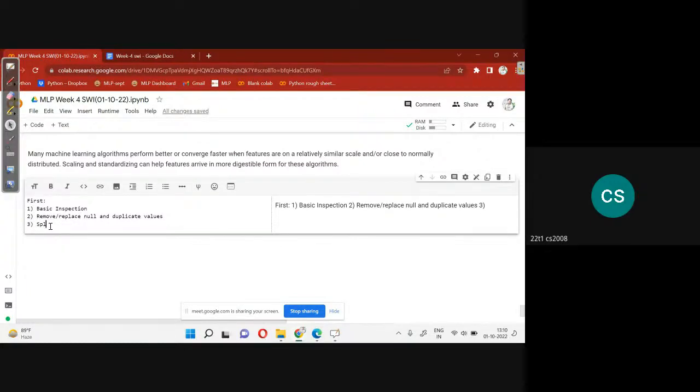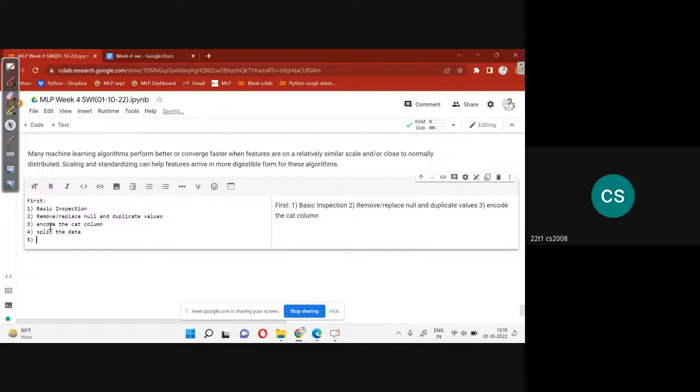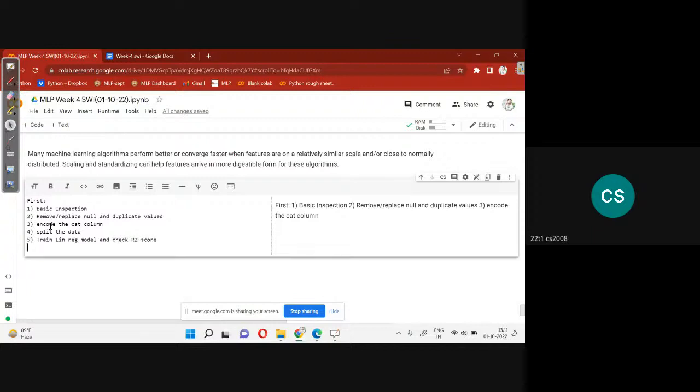After that, split the data. Before splitting, you have to encode the categorical columns, and after that, split the data, and then check the scores.